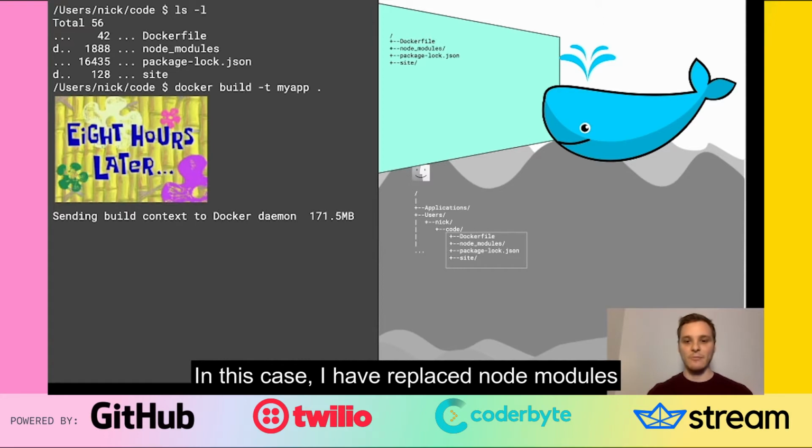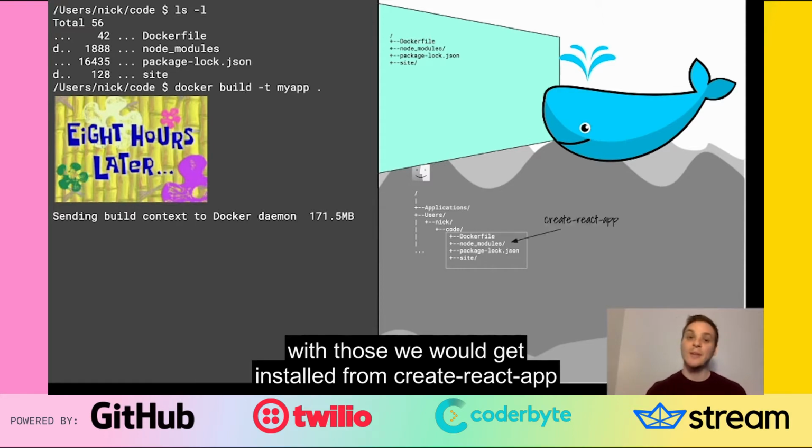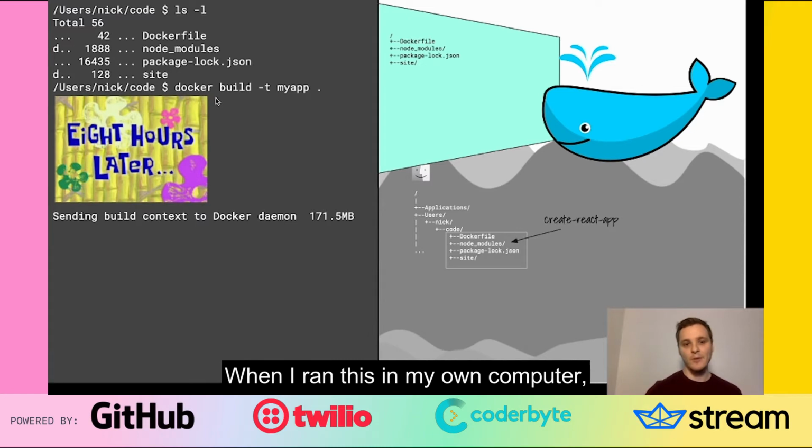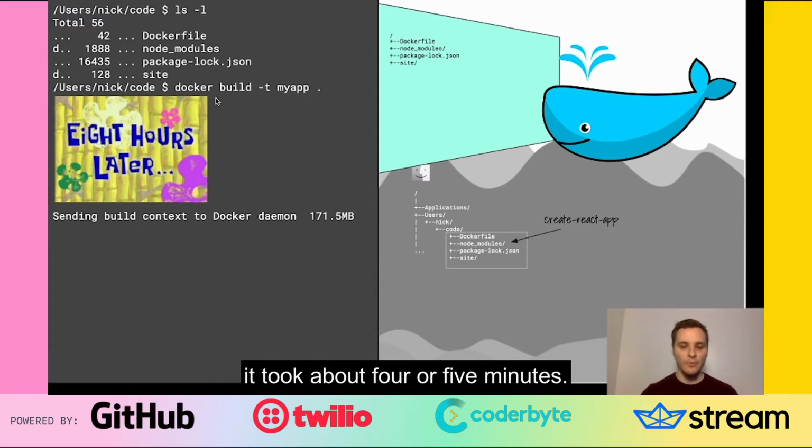In this case, I have replaced node_modules with those we would get installed from Create React App. And if you didn't know this, there is a lot of node_modules in Create React App. When I ran this on my own computer, it took about 4 or 5 minutes. The actual metric was that our build context was 171 megabytes.